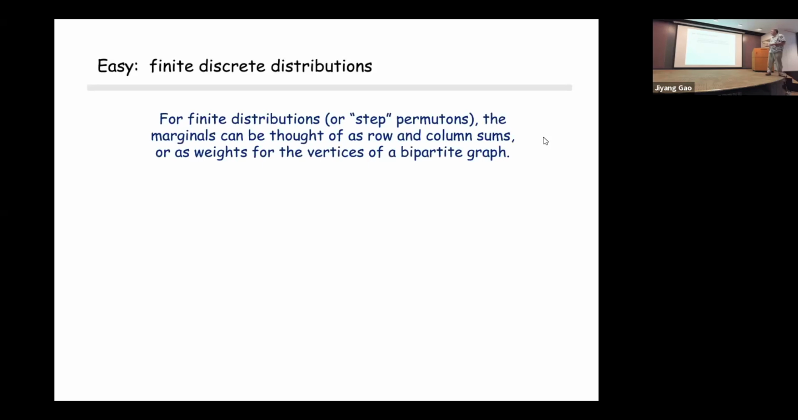Okay. Finite distributions really are easy. As I said, they're very close to the classical problem, and it takes only a little tweak to get over that distance. We could think of them as row and column sums, or we could think of them as weights for the vertices of a bipartite graph. So here we have a template matrix, with given column sums across the top and given row sums along the right. And the answer for this particular case is yes, but can we make a matrix which is positive where you see those ones and has those row and column sums?